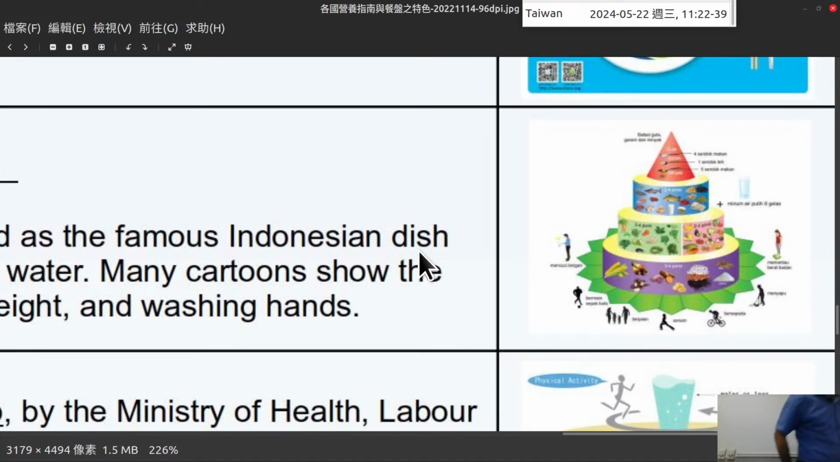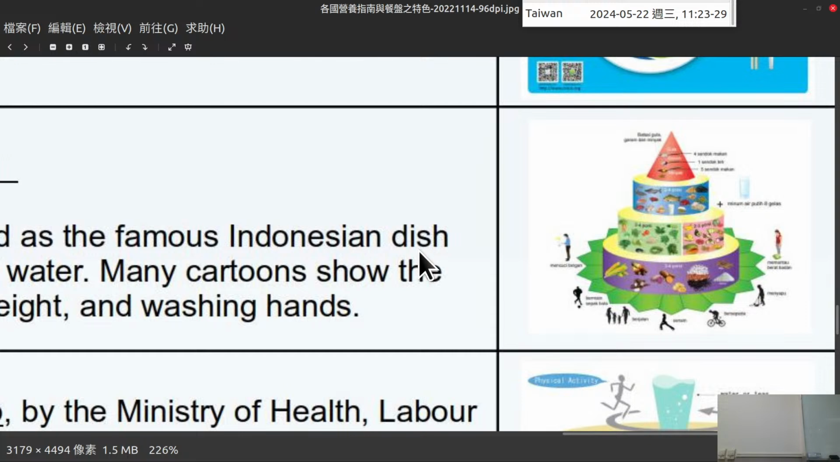Excuse me. Have you ever seen this kind of diagram? Friends from Indonesia? No. This kind of diagram about the health promotion advertisement from the government. Have you ever seen this? So how do you think about this? Rice? Uh-huh.